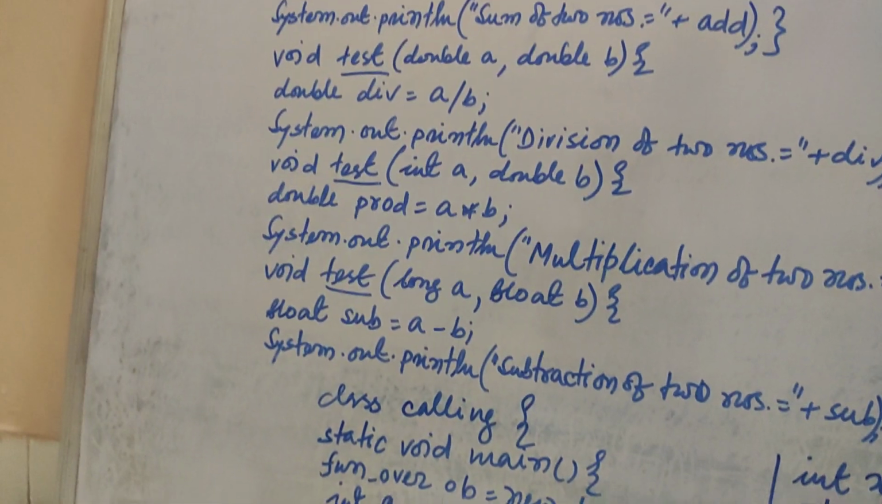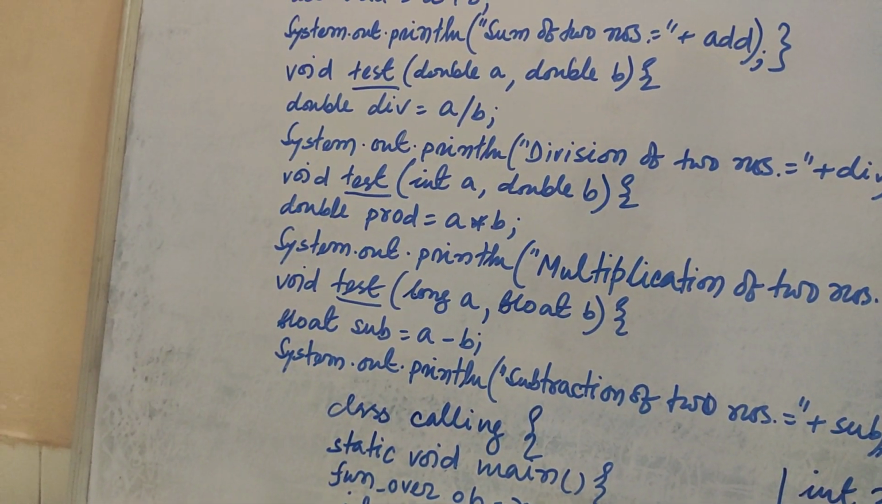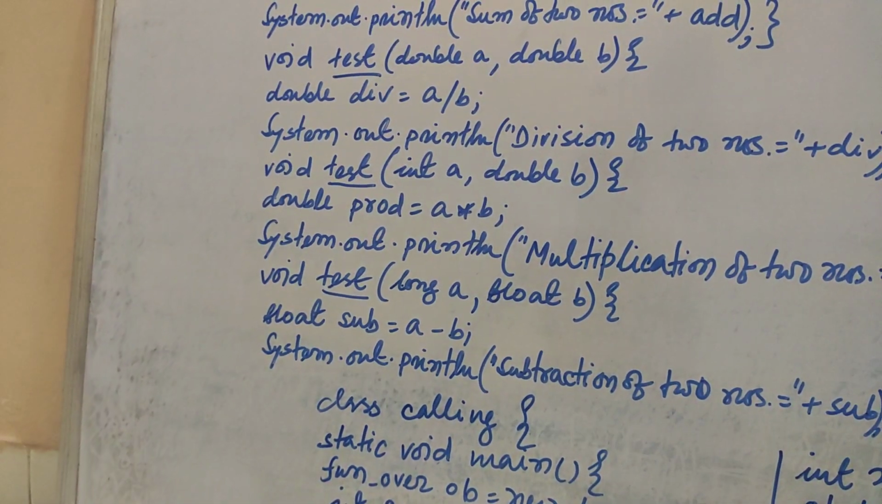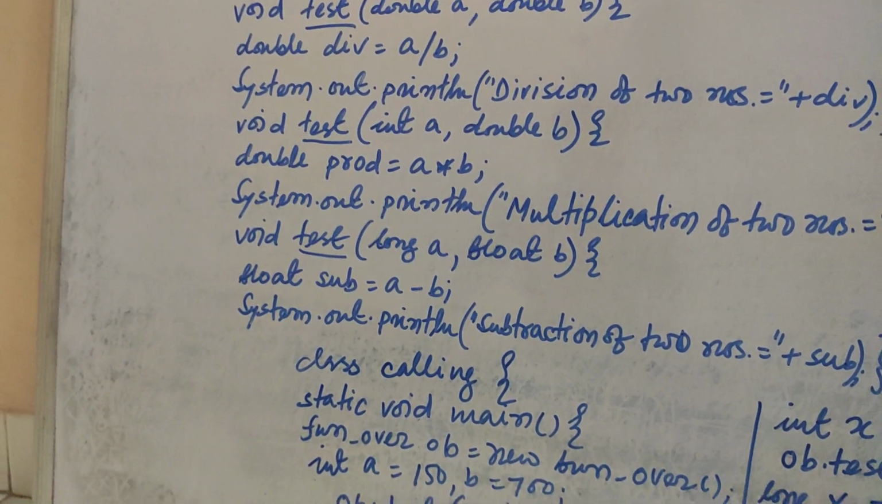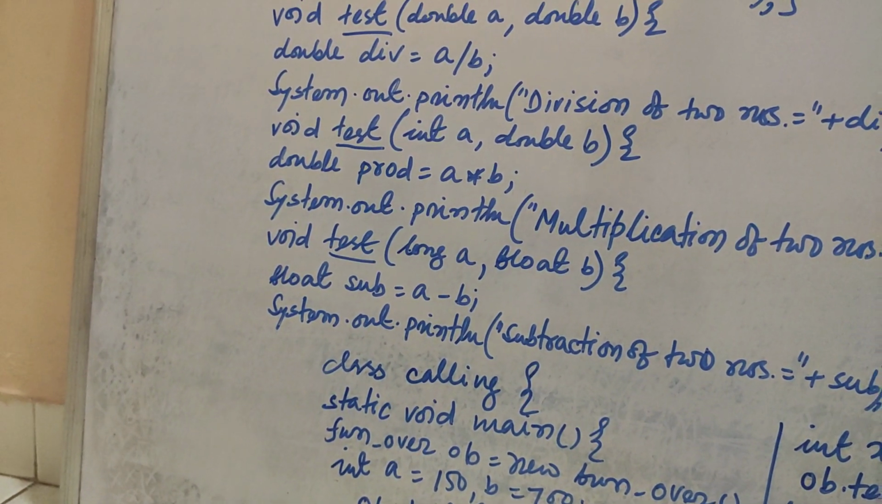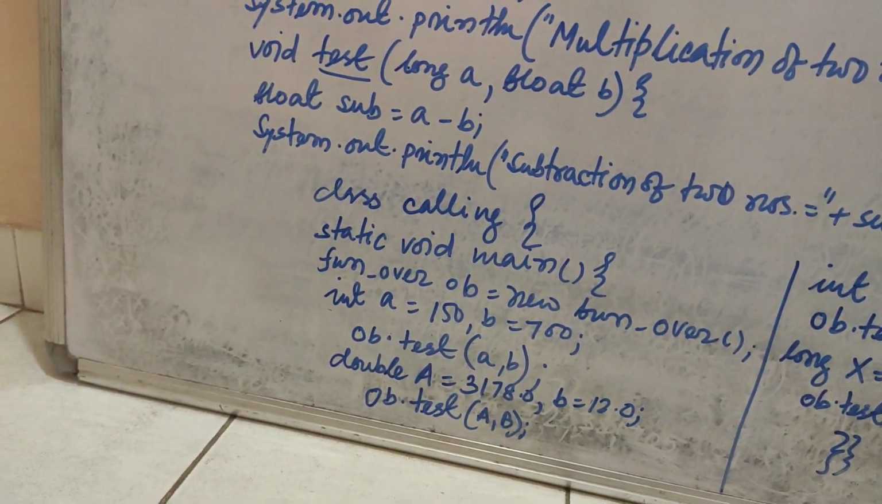Second one, there double a and double b. Clear? So double a and double b, what is this? That is the division of two numbers. That's why we are writing here.